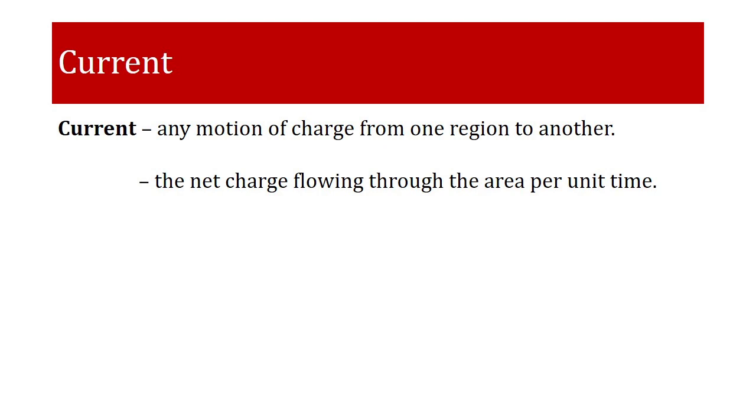Mathematically speaking, current is the net charge flowing through the area per unit time, or in formula, I is equal to dq/dt. Instantaneous current na siya. It simply means kung pila ang charge nga ni flow per unit of time. Ang unit sa charge is coulombs, while ang sa time is seconds. So therefore, ang current is coulombs per second or amperes. 1 ampere is equal to 1 coulomb per second.